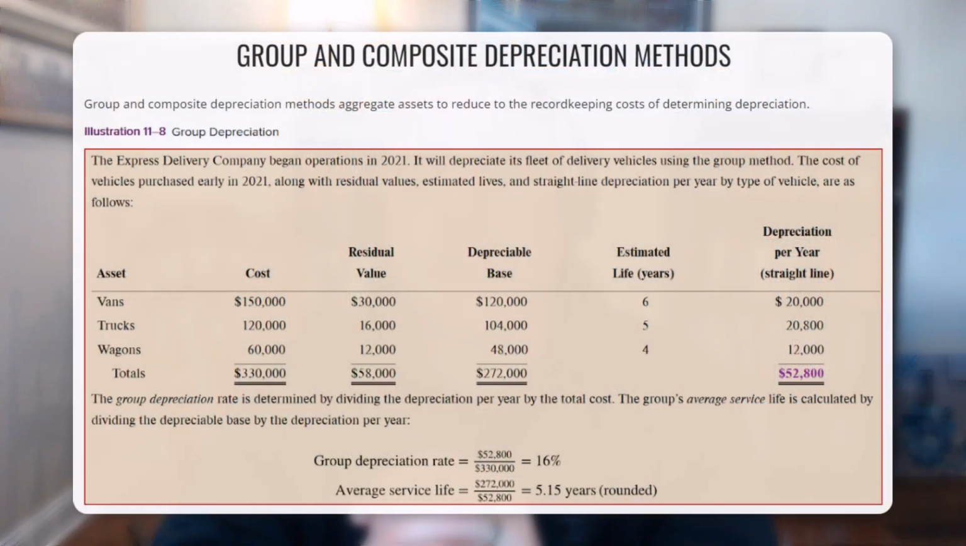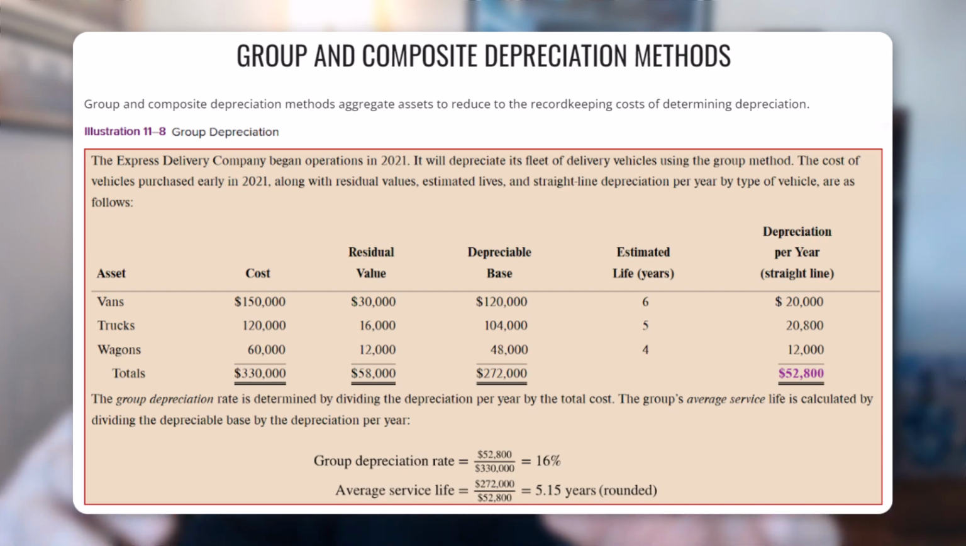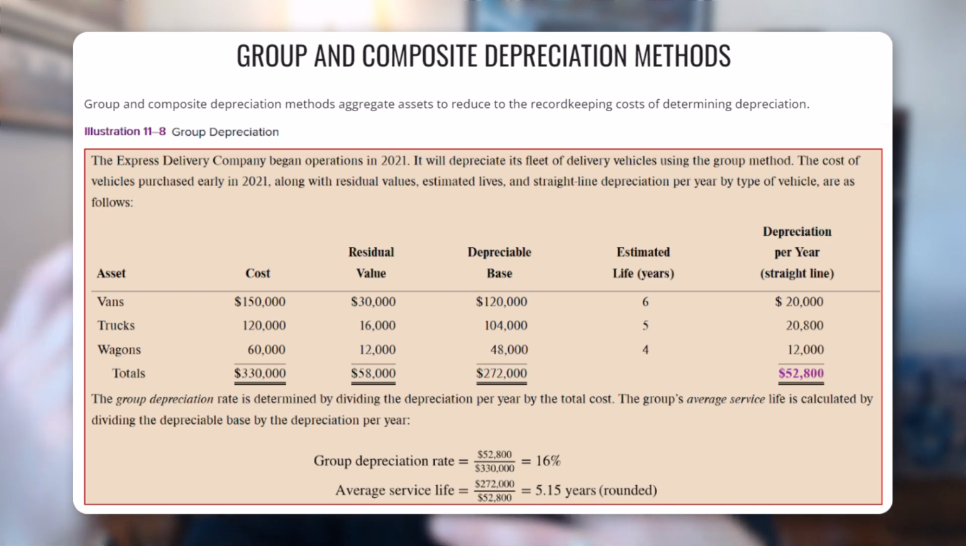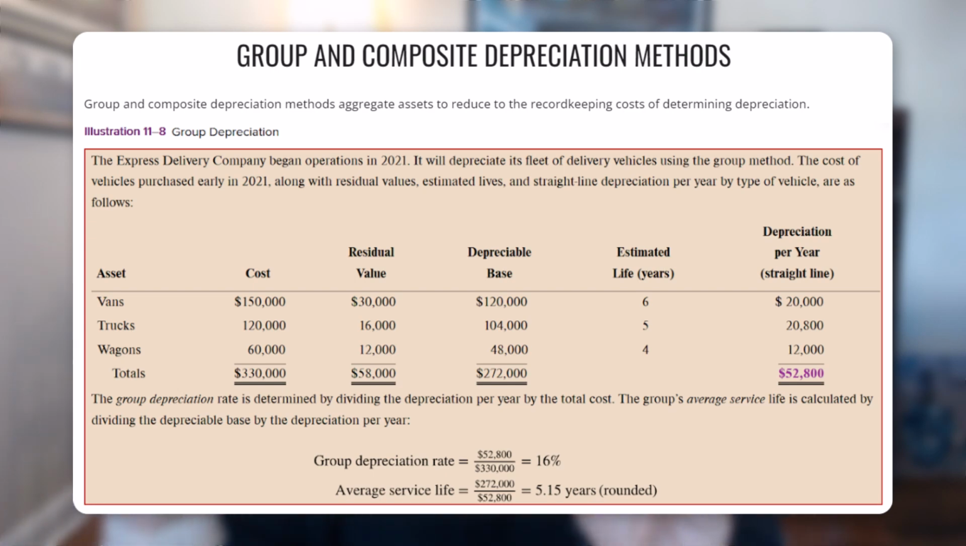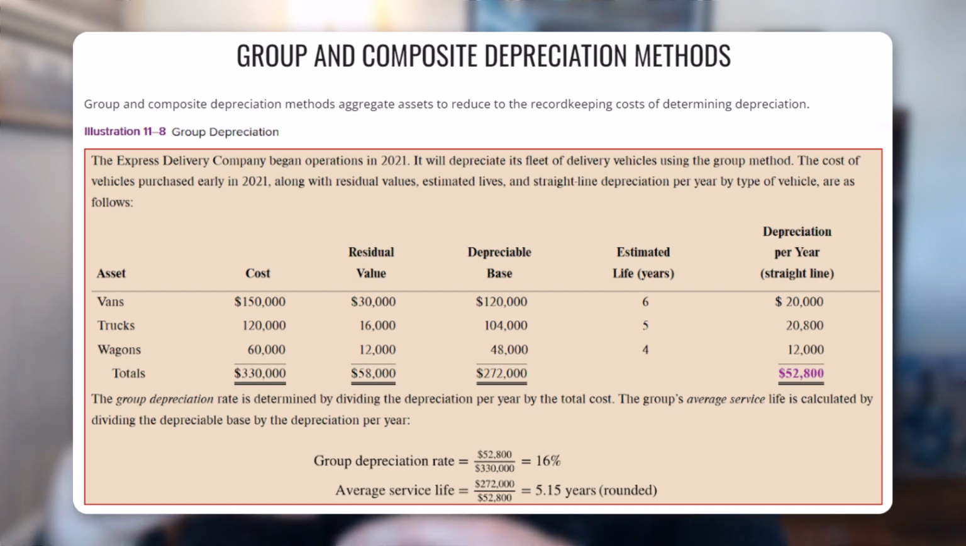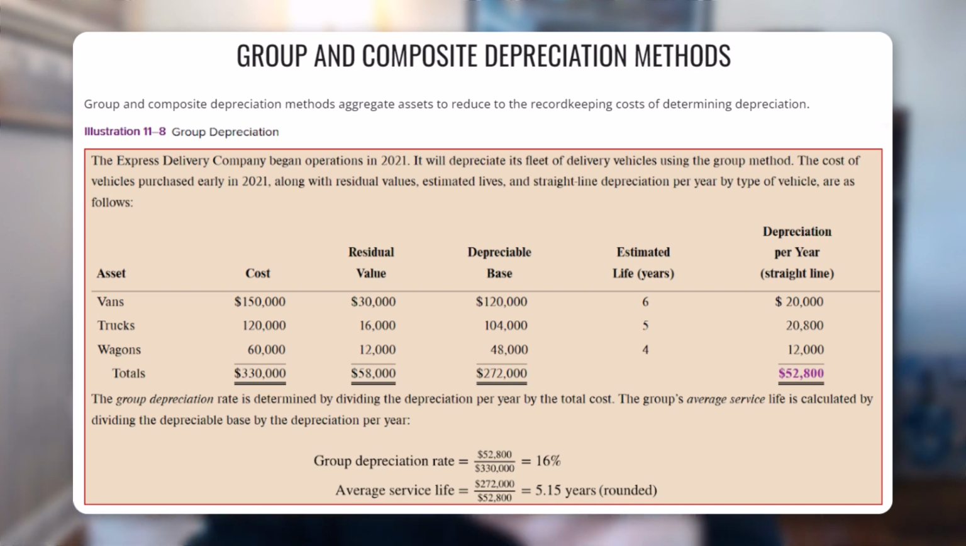And let's conclude here in Learning Objective 1-2, talking about group and composite depreciation methods. So group and composite depreciation methods aggregate assets to reduce the record-keeping costs of determining depreciation. And so the idea here is that you take multiple assets that have similar features, such as vans, trucks, wagons. And so these are technically different assets for our company, right? You have a van and a truck, and then you have a wagon associated with the truck that you attach to the truck. And so they're not exactly the same, but they're close enough.